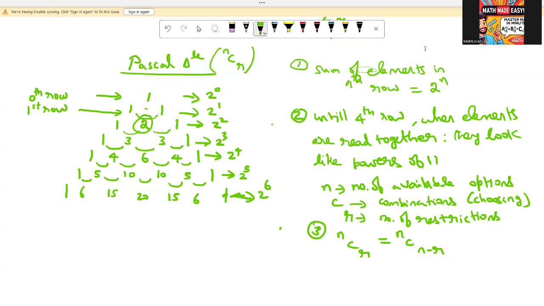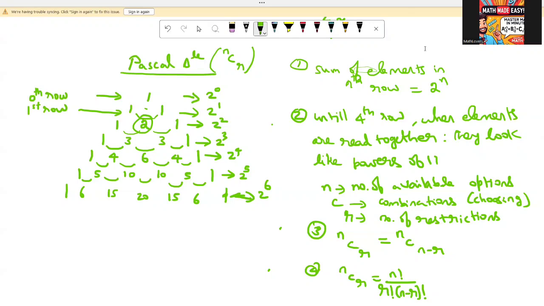Now I'll teach you how to numerically calculate this NCR. NCR is given by n factorial divided by R factorial into n minus R factorial. Factorials are defined for whole numbers, and starting from any given whole number, you write them in descending order until you reach 1, and that product is called the factorial. For example, 5 factorial is 5 into 4 into 3 into 2 into 1, which is 120. And there are interesting patterns in this.